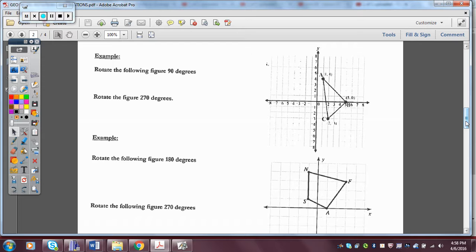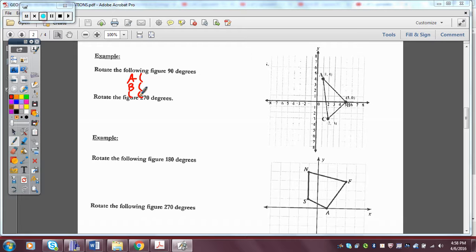So let's check out this next example. So I rotated 90 degrees. So I'm going to write A, B, and C because it helps. So A is 1, 4, B is 5, 0, C is 2, negative 3. 90 degrees is negative 4, 1, 0, 5, and 3, 2. So negative 4, 1 is A prime. 0, 5 is B prime. 3, 2 is C prime.